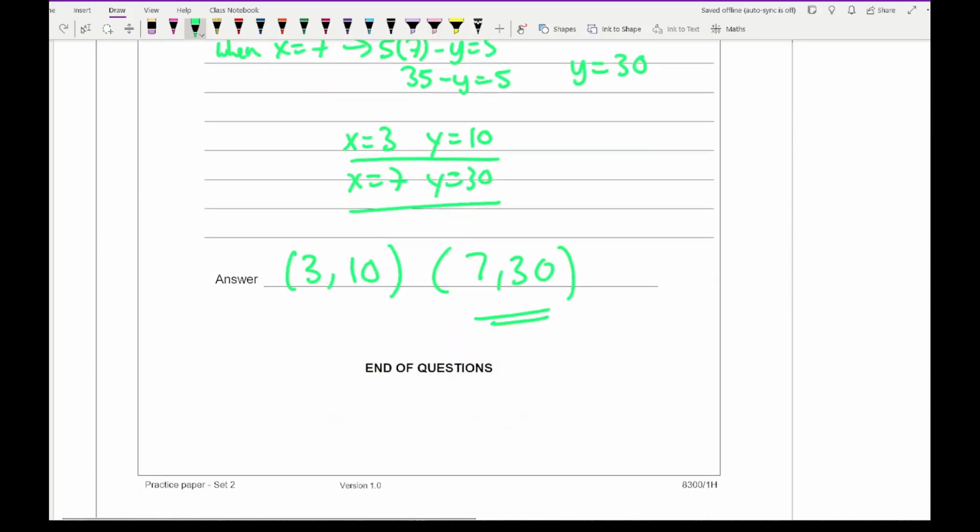Now we'll put a copy of the grade boundaries for this individual paper in the description below, so that when you've marked your answers, you can see what grade you have attained on this individual paper.